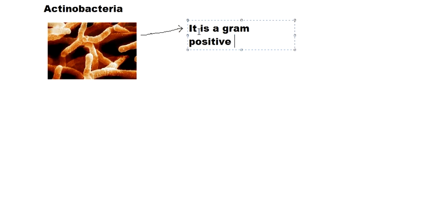So this picture you can see on your screen now is from Wikipedia. It is a very good picture of actinobacteria under the microscope. To start with, we will first note that Actinobacteria is a gram-positive bacteria, the very basic fact.